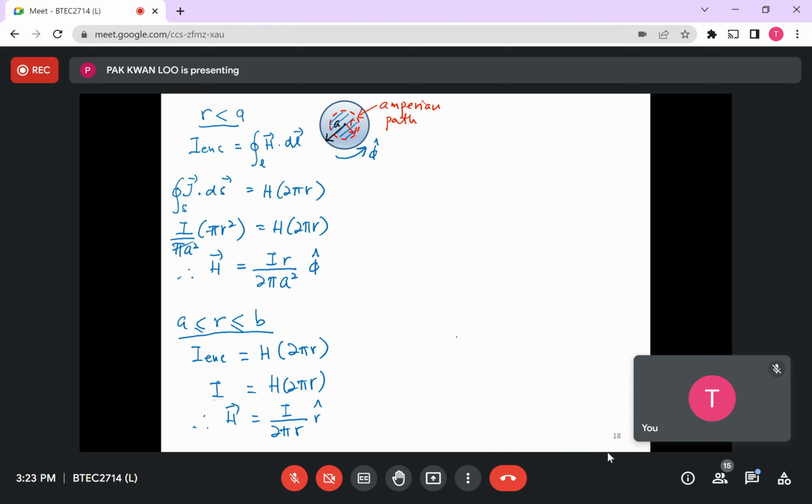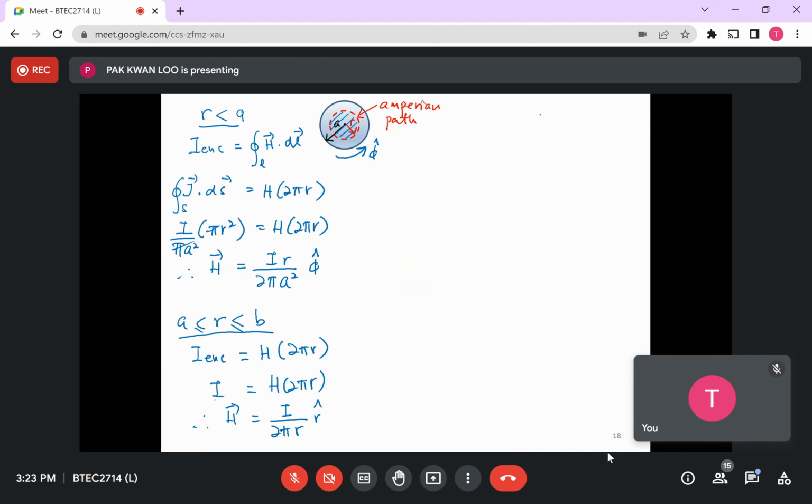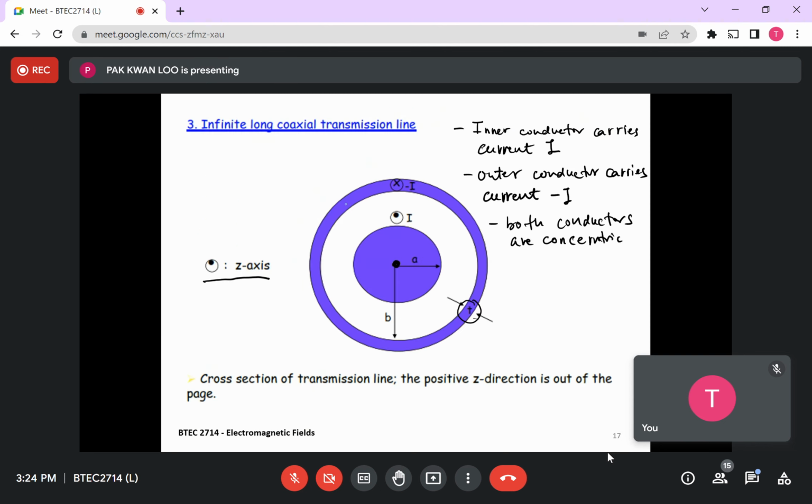Right now, what about in between? I will evaluate now between R greater than B and lesser than B plus T. So in this region, sorry, in the outer conductor region, I'm going to enclose. Maybe I will just copy and paste this diagram.